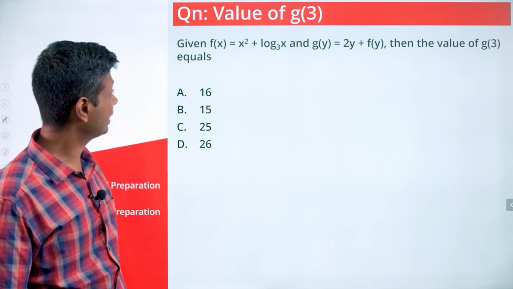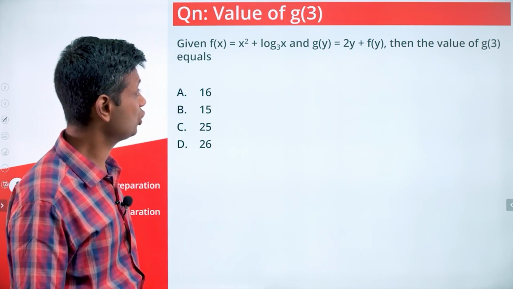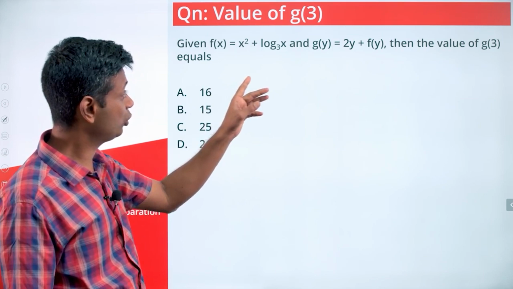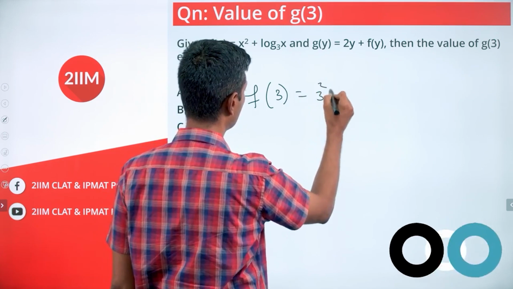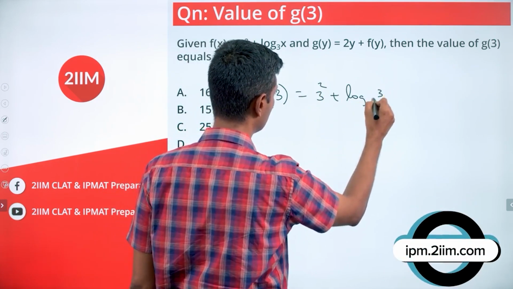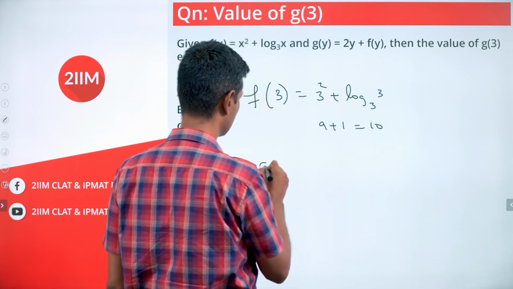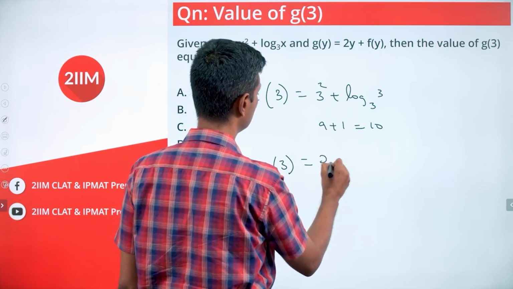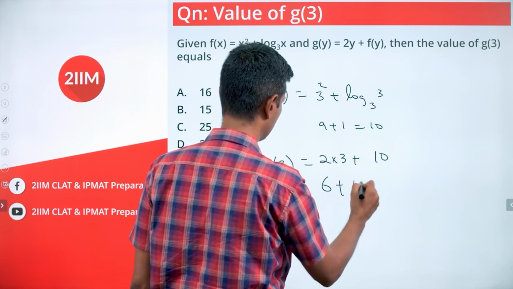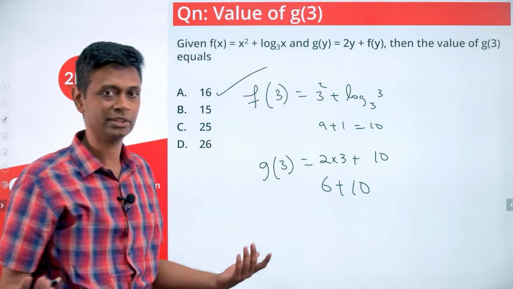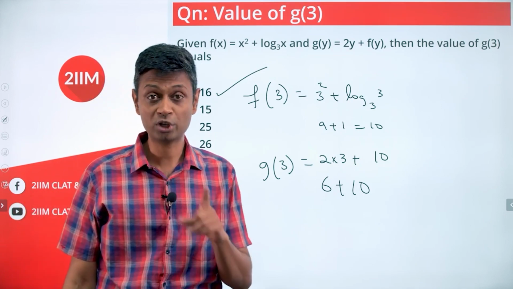Now, f of x equals x square plus log x to the base 3. g of y is 2y plus f of y. The value of g of 3. For finding g of 3, we need to use f of 3. Let's find f of 3. f of 3 is 3 square plus log 3 to the base 3. Log 3 to the base 3 is 1. This is 9, 9 plus 1, which is 10. g of 3 is 2 into 3 plus f of 3, which is 10. 6 plus 10, 16. That's marks in the bag. Very, very simple question. Absolute sitter. You must find these and knock them off.